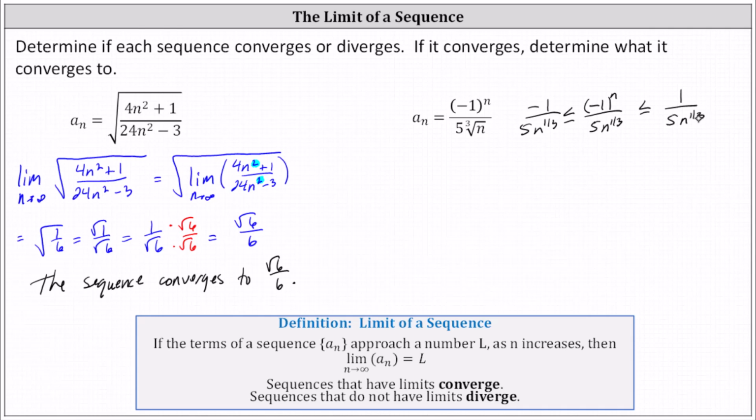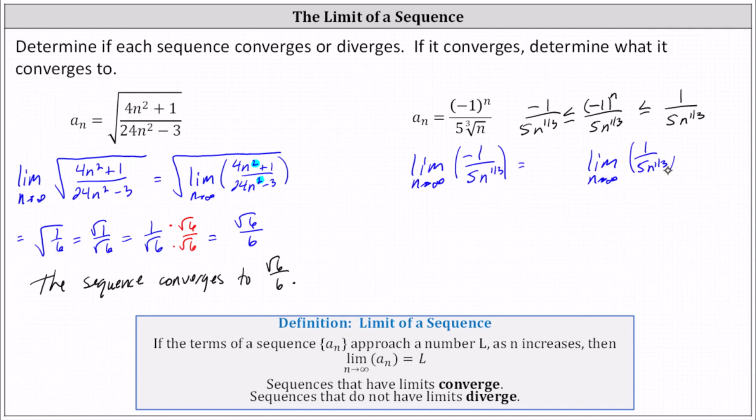And now we'll consider the limit of negative 1 divided by 5n to the power of 1/3, and the limit of positive 1 divided by 5n to the 1/3. If we get the same value by the squeeze theorem, the limit as n approaches infinity of a sub n would also be the same. So now we'll consider the limit as n approaches infinity of negative 1 divided by 5n to the power of 1/3, as well as the limit as n approaches infinity of positive 1 divided by 5n to the power of 1/3.